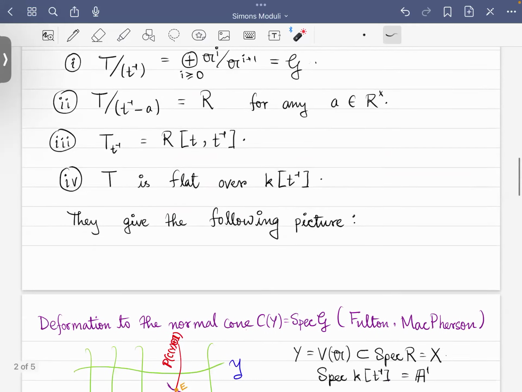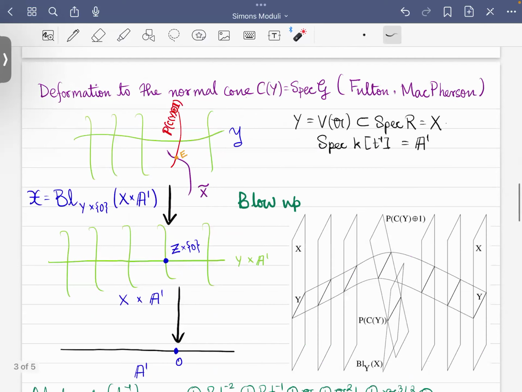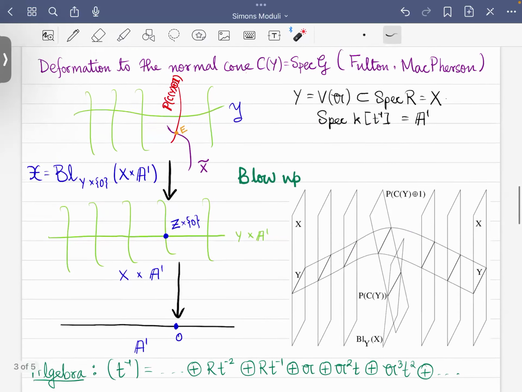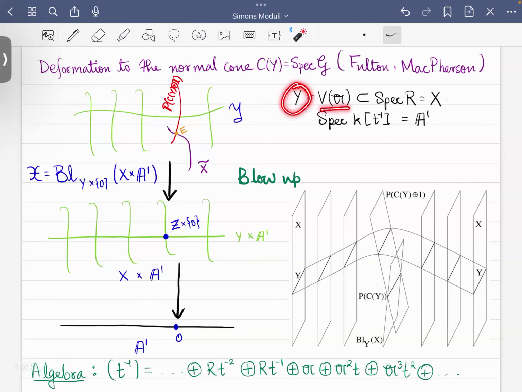These things give us the following geometric picture, which was used by Fulton and Macpherson very crucially in their development of intersection theory. This is what is called deformation to the normal cone, the normal cone being denoted by C_Y, which is Spec G. The picture is the following. So Y denotes the closed subscheme inside Spec R. Of course, I'm doing everything locally, but one can do all these things globally as well. And Spec K[T inverse] is my A^1.